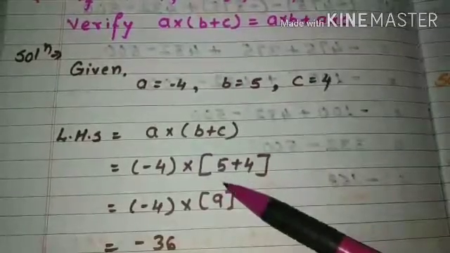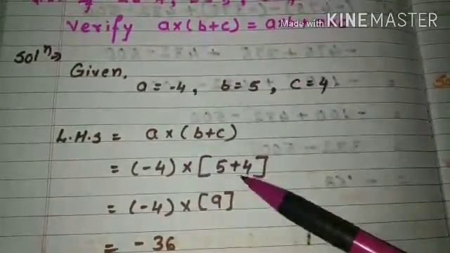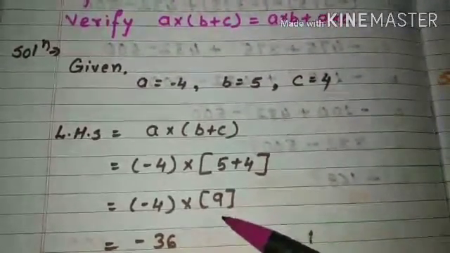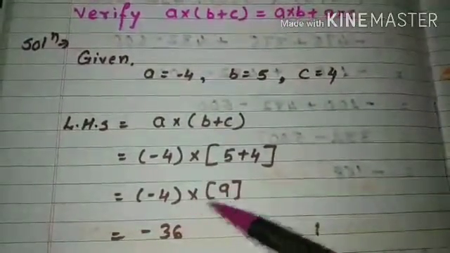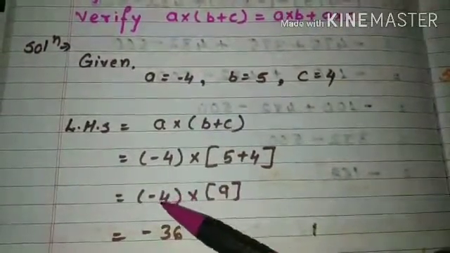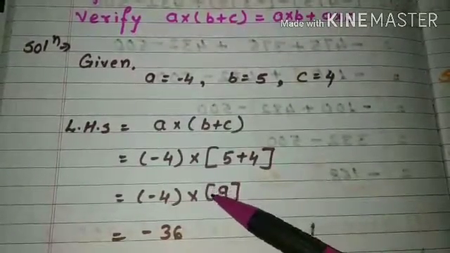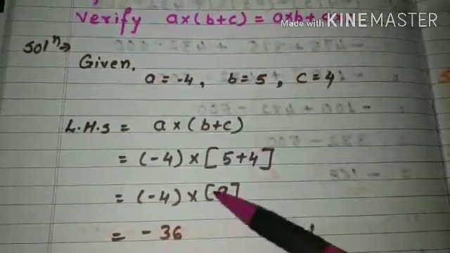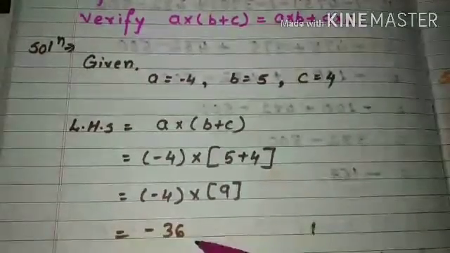First of all we solve the bracket, 5 plus 4, we know 5 plus 4 is 9. In the next step we will multiply these two numbers. First of all we multiply the signs: minus times plus, with no sign in front of 9 meaning a plus sign, gives minus. And 4 nines are 36. So the answer of the left hand side is minus 36.